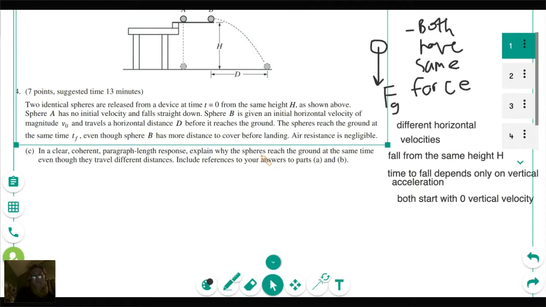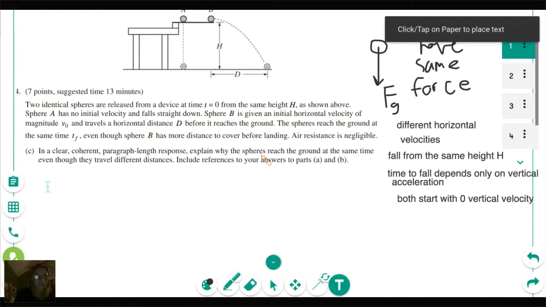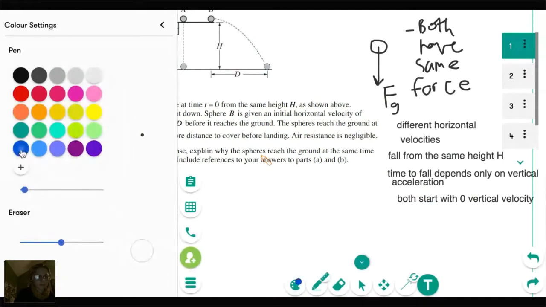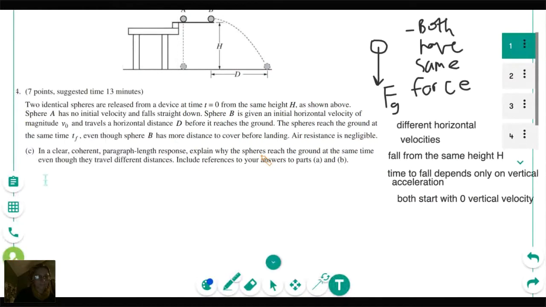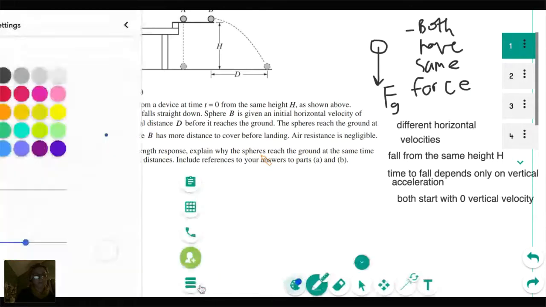So at this point, we can put all of this together into a paragraph length response. I'll put this in a different color so we can see that it's the final answer. So the order in which we might want to say this, we're asked why they reach the ground at the same time, even though they travel different distances. So we maybe want to order our response similarly. So talk about the time aspect first, and then talk about the distance aspect. And think about these principles that we listed and group them together in things that match up.